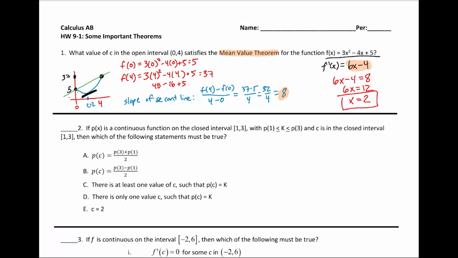Either way, the idea is the same. We're trying to find the x value that has the same instantaneous rate of change as the average rate of change on that interval.